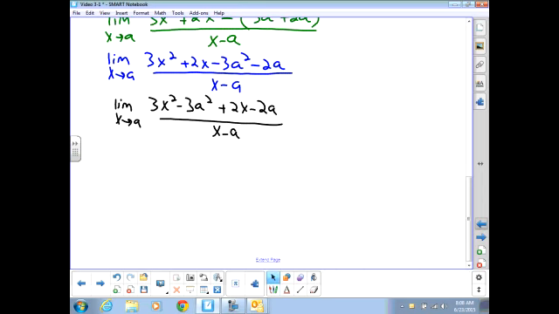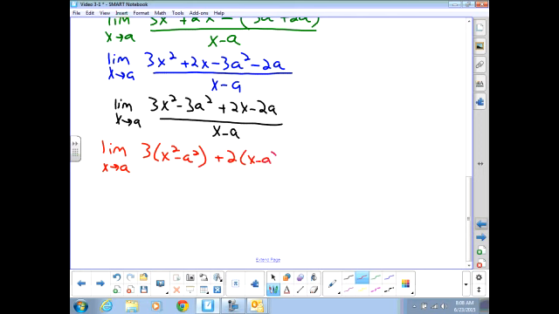Now you'll see our algebra is going to be a little bit more challenging this one, which is why I often like to use the H way, but you can use whichever method you choose. We are going to first pull a 3 out, giving us x squared minus a squared, and we'll pull a 2 out, giving us x minus a. And that's all over x minus a.